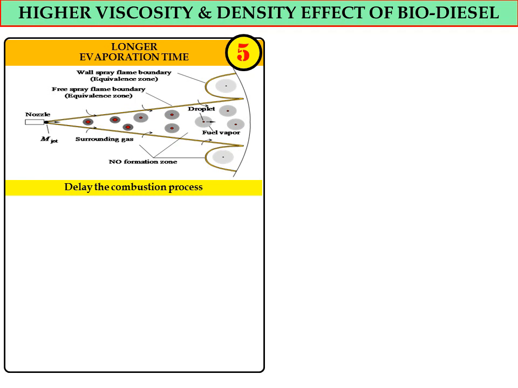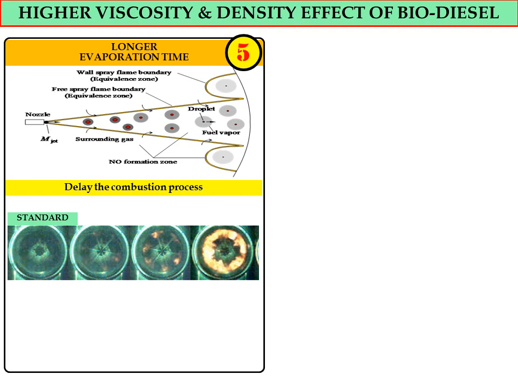And this longer evaporation time will cause a delay in the combustion process, as shown in the figures. The bottom view of the actual combustion chamber for the standard operation, where we can see the formation of the burning section due to the combustion process. So from this figure, we can see that in terms of the number of holes of the injector, we have around 6 holes. That's why we have 6 fuel injections during the combustion process.